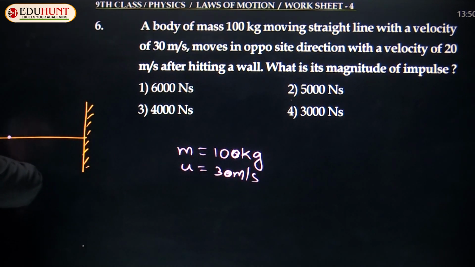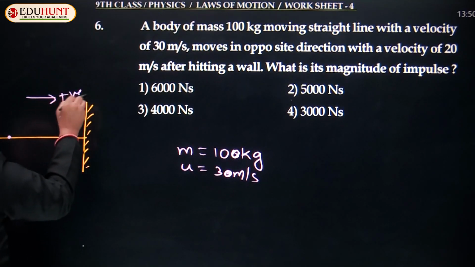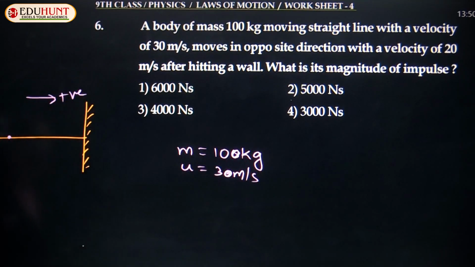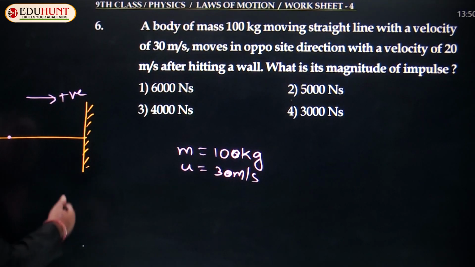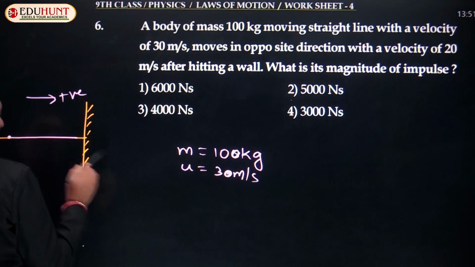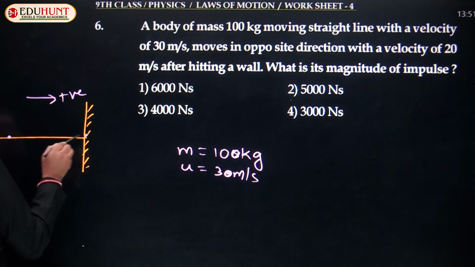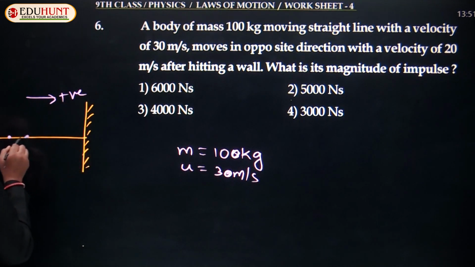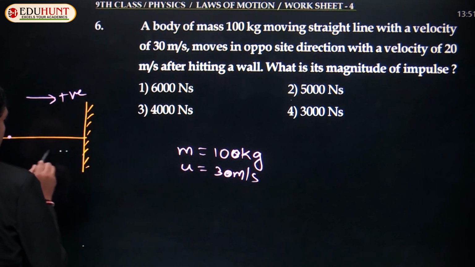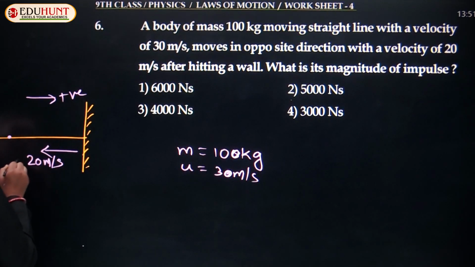So whenever it is moving, it moves with a speed in this direction. Let us take it as positive. So positive direction 30 meter per second. Now, it moves in the opposite direction with a velocity of 20 meter per second after hitting the wall. Once this ball reaches the wall, it again moves in the opposite direction. Until here it moves with 30 meter per second, and returns back at 20 meter per second in the opposite direction.